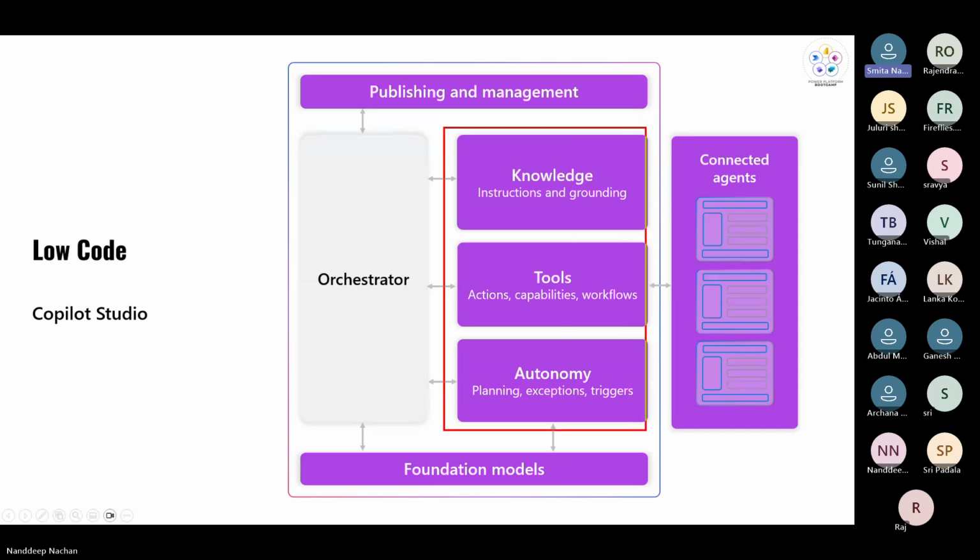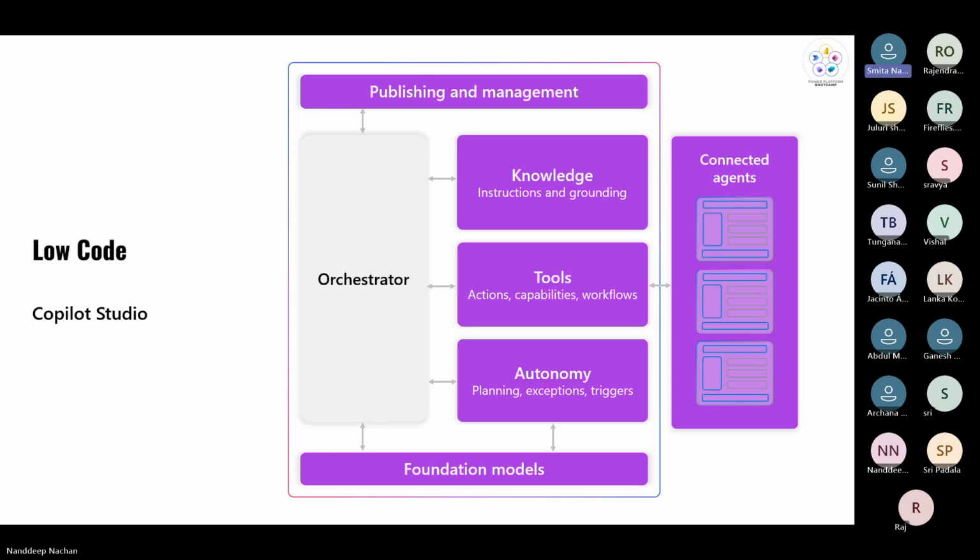When it comes to knowledge, you can define the detailed instructions and the grounding. This includes choosing multiple data sources, refining how content is used, and shaping the agent's behavior for the specific business scenario. When it comes to tools, this is where low code really shines. You can add actions, workflows, Power Automate flows, API plugins, and integrations with other systems. These tools allow the agent to take real actions, not just answer questions.